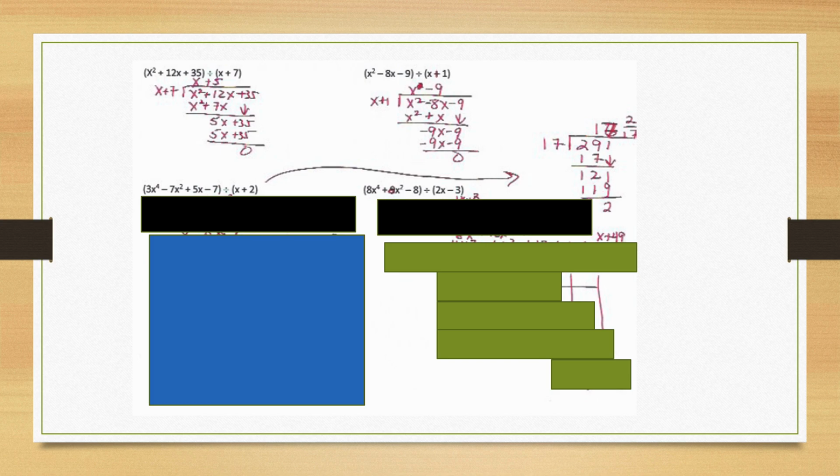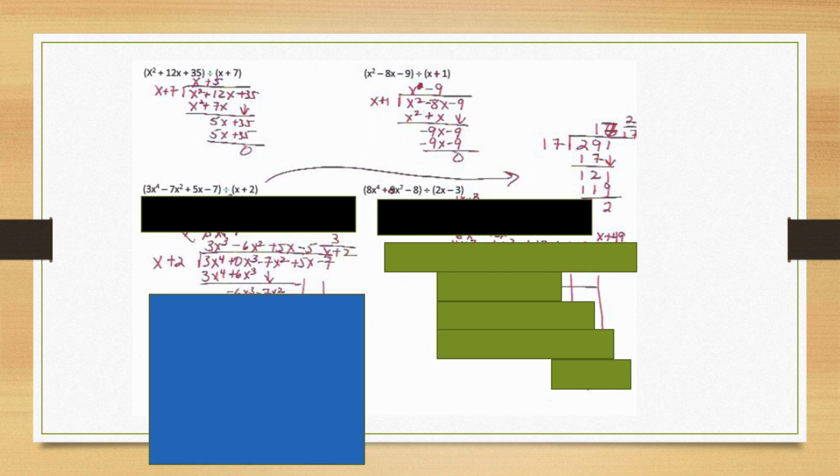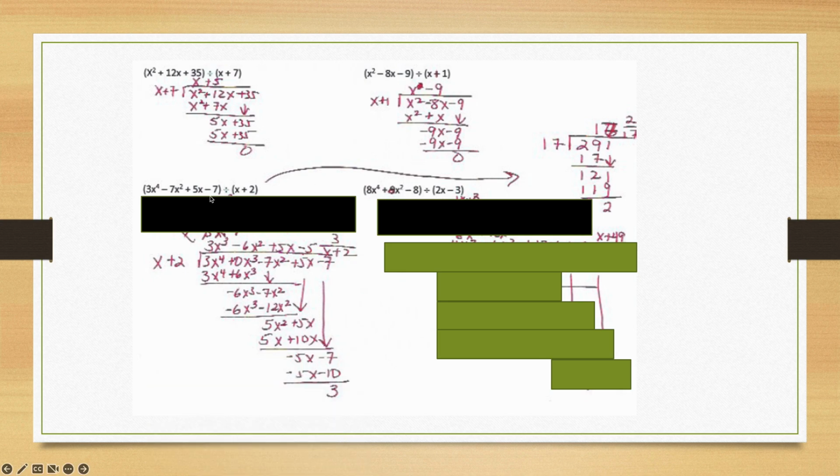Okay, so let's do the next one, which is much longer looking. And it's really important on this first one that I set it up for you because there's a trick in here. I want you to notice that there is no cubed terms. It goes from 3x to the fourth straight down to minus 7x squared. And there's no x cubed term in the middle. Whenever that happens, you have to write it in with 0x cubed, or anything that you skip has to be put in there with the 0.